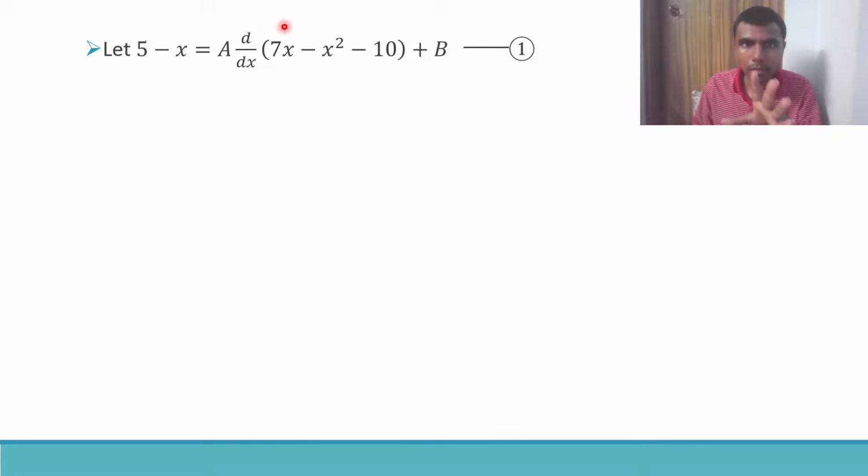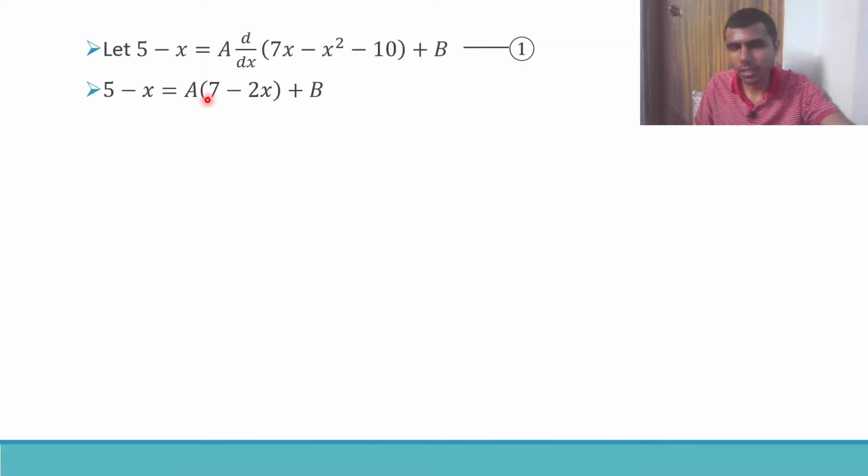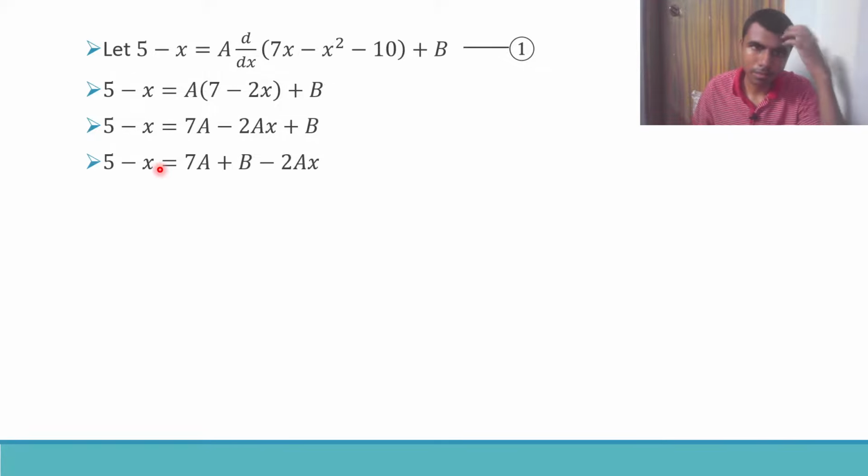Now see, derivative of 7x: 7 is a constant, derivative of x is 1, so I get 7, and derivative of x square is 2x. Let's make it a little interactive also, otherwise just me telling it will be a bit boring. Now 5 minus x is equal to a into 7 is 7a, minus 2ax, plus b. Now see, write minus 2x in the back, because here I have 5 minus x: 7a plus b minus 2x.